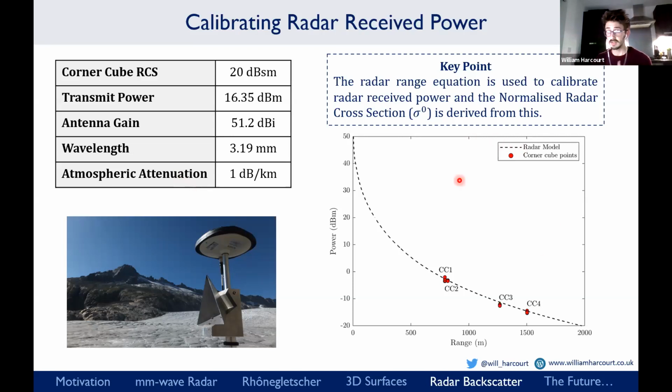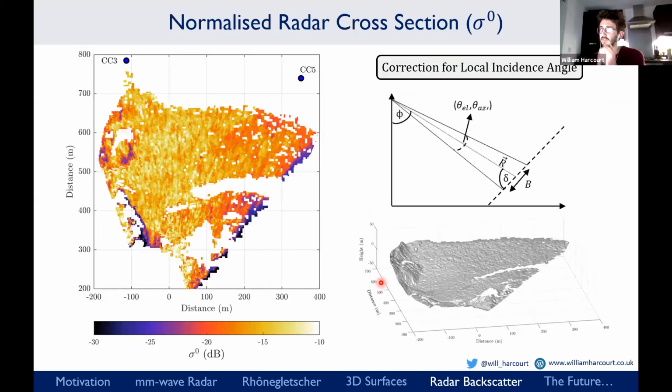And when you do this, it actually quite nicely fits with the raw radar power from each of these reflectors. So these are CC1, CC2, CC3, CC4 as the corner cube placements. And now you can see that the data nicely fits the radar range equation model. And this is useful because we use all the parameters in that model to try and work out the normalized radar cross-section of the terrain. And that's what I've done here.